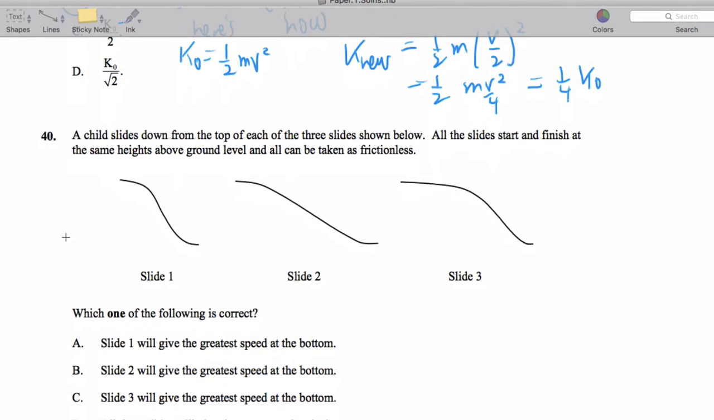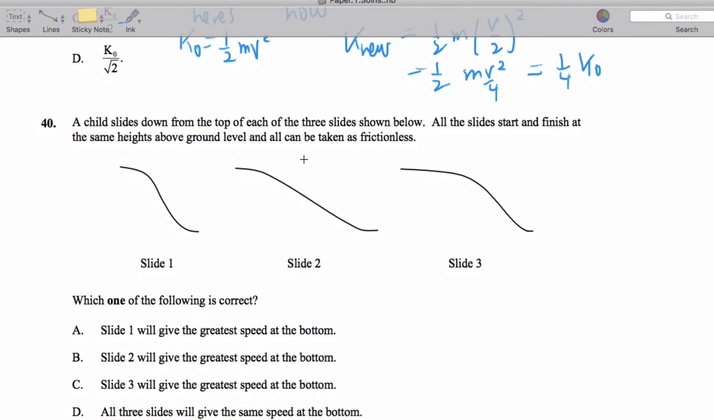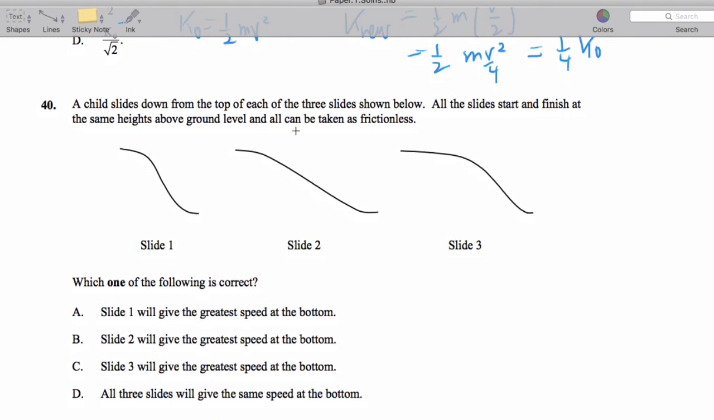All right, number 40. A child slides down from the top of each of 3 slides as shown. All the slides start and finish at the same height above ground level and can be taken as frictionless. Once again, IB is repeating itself. Don't let this trick you. Beginning and ending height is all that matters. We did that in a previous video. So the answer is D. All 3 slides give us the same speed at the bottom. So that's questions 31 through 40.